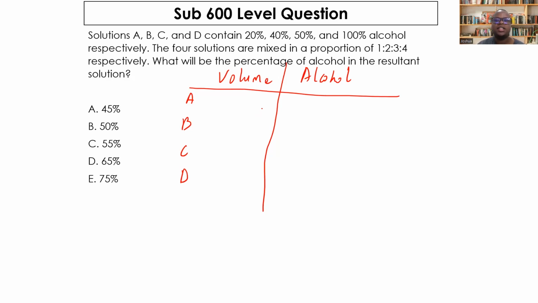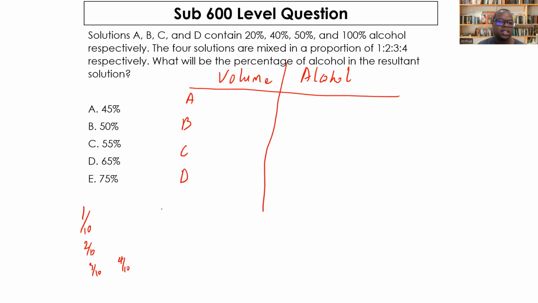If you add all these ratios, let's see: 1 plus 2 is 3, plus 3 is 6, plus 4 is 10. So A is 1 out of 10, B will be 2 out of 10, C will be 3 out of 10, and D will be 4 out of 10. Those are the proportions of these mixtures in the total resulting mixture.